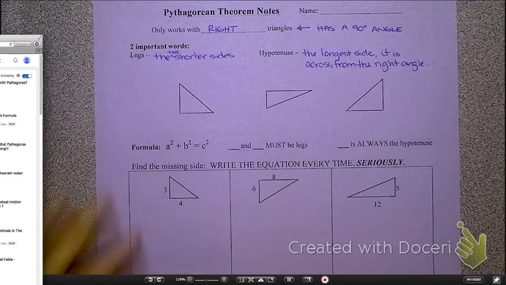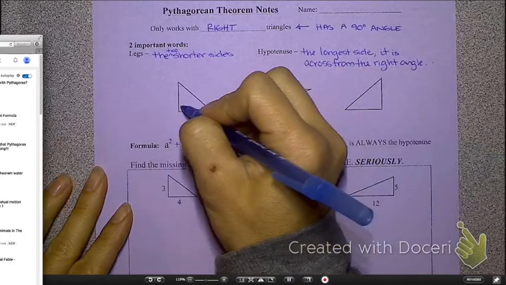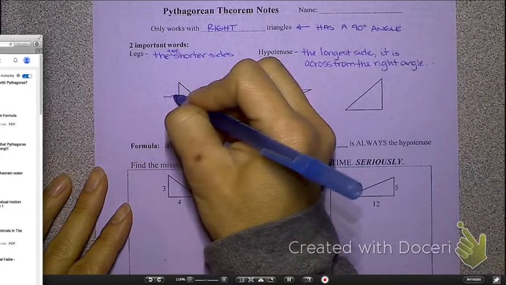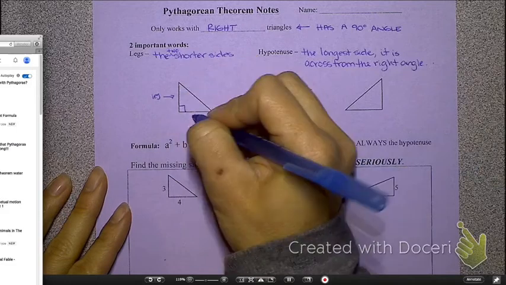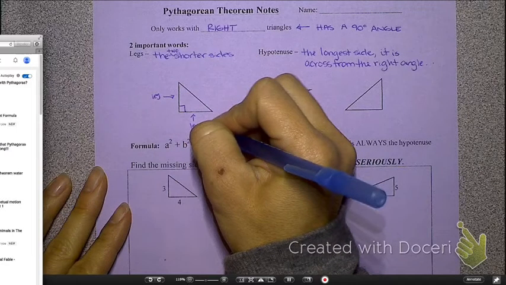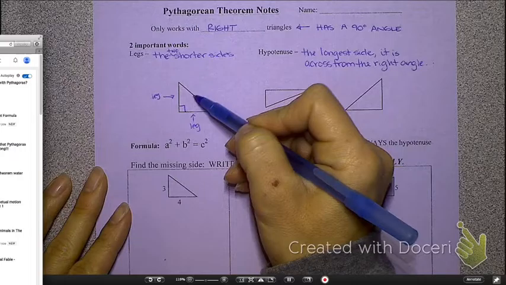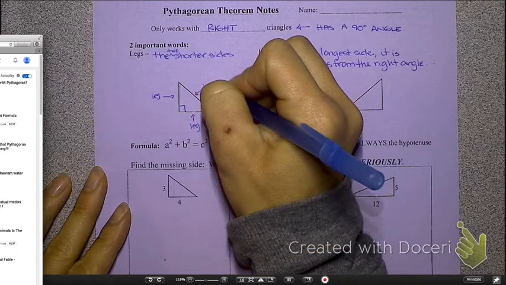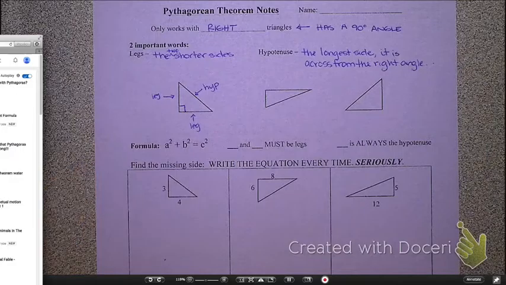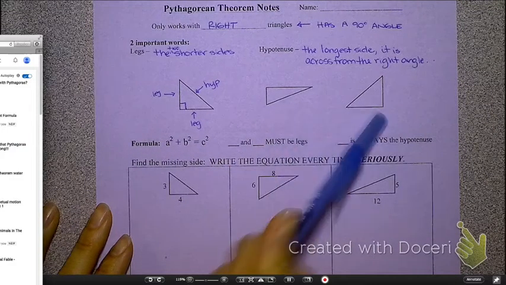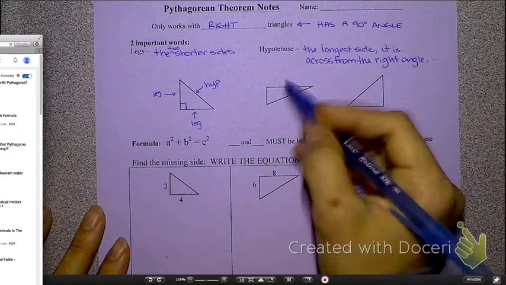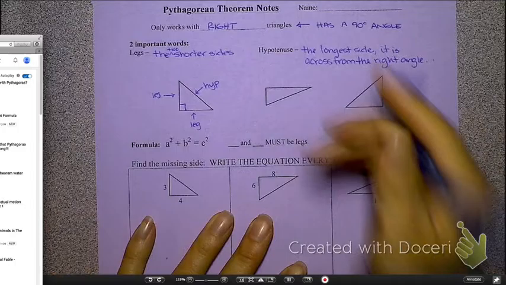All right, so if I were to take a look at this triangle here, okay, here's your right angle. This is a leg. This is a leg. And the hypotenuse is across from the right angle. So this right here is going to be your hypotenuse. Okay, do you guys think you can label where all the parts are in these other two triangles? Okay, so go ahead and start labeling them.